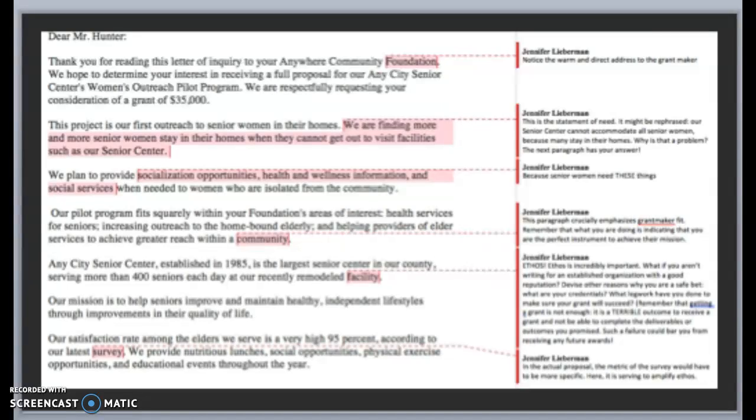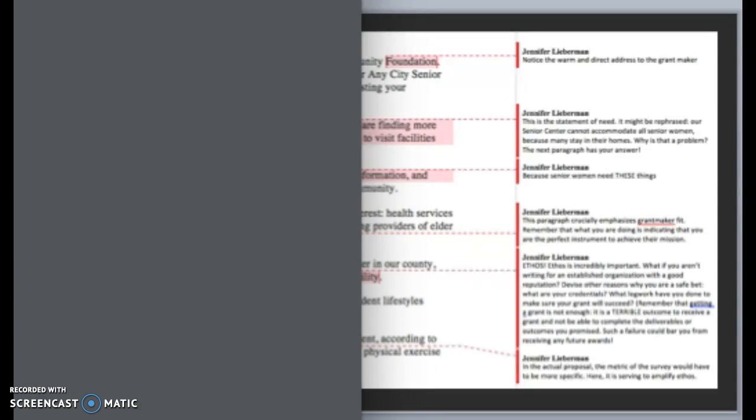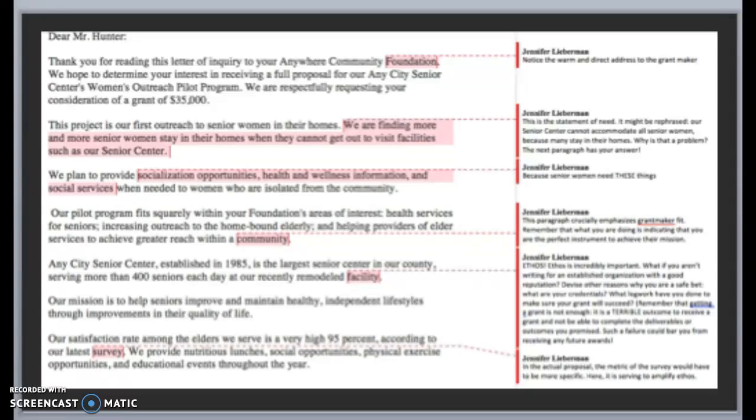This project is our first outreach to senior women in their homes. We are finding more and more senior women stay in their homes when they cannot get out to visit facilities such as our senior center. So this is the statement of need, and it could be rephrased by saying our senior center cannot accommodate all senior women because many stay in their homes. Why is that a problem? The next paragraph is going to give you your answer.